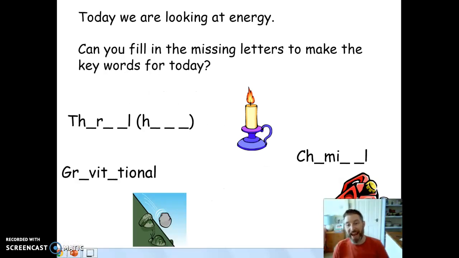Today we're going to be looking at energy. Just to start off with, there's a little starter on the board for you there. If you want to have a go, just pause the video and see if you can work out what those words mean.